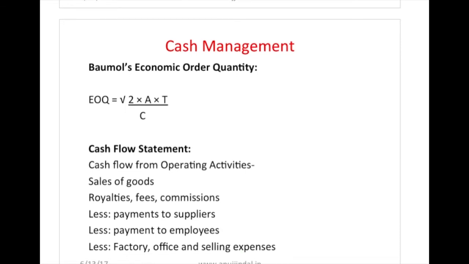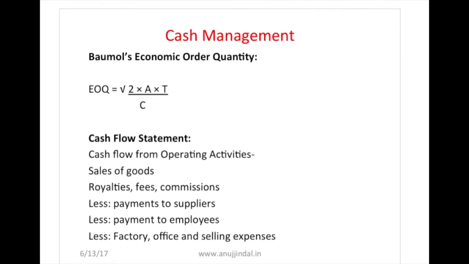The next is cash management. We've not talked about this in the course that we have, but let's talk about economic order quantity very briefly. So Baumol's economic order quantity is equal to under root of 2AT by C, where A is annual or monthly cash disbursement, T is fixed cost per transaction, and C is opportunity cost per rupee per annum or per month. And we get economic order quantity using this formula.